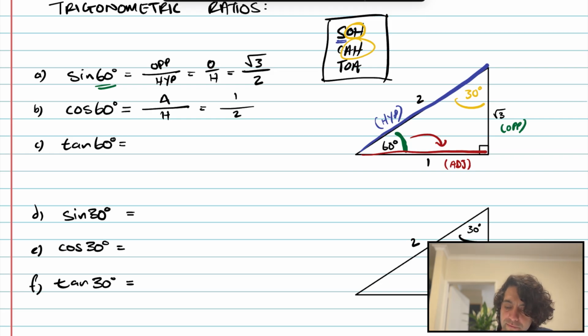Last but not least, we have tan of 60. Tan is the opposite over the adjacent. So again, I'm going to do this. Opposite over adjacent. My opposite being the square root of 3, my adjacent being 1. So it's the square root of 3 over 1. And I recommend writing it as a fraction because it is a ratio at the end of the day. And look, yes, tan of 60 is equal to the square root of 3.